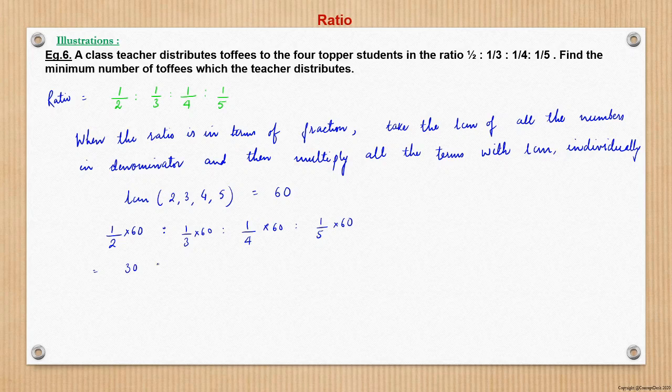So here it becomes 30 is to 20 is to 15 is to 12. So now we have converted the original ratio into this form, where it is in terms of integers or natural numbers, not in terms of fractions, right? So whenever the ratios are in terms of fractions, we can convert them to integers or natural numbers. How? We will try to equate the denominators. How do we equate the denominators? By taking the LCM or any common multiple of all these denominators. Since LCM is the lowest common multiple, we take LCM.